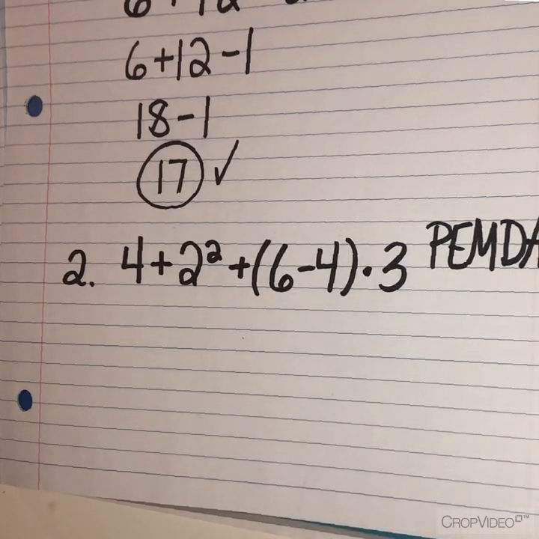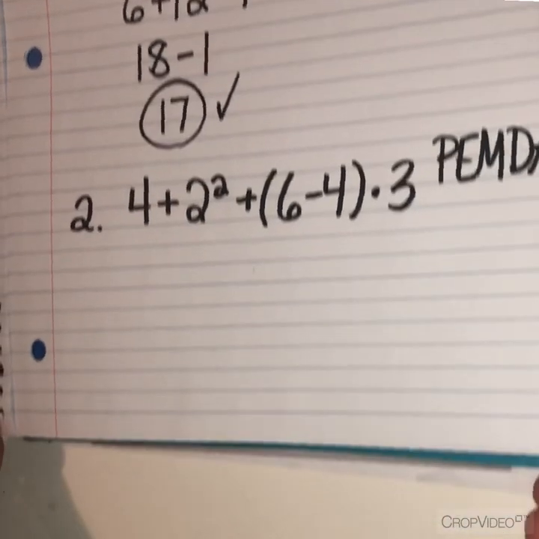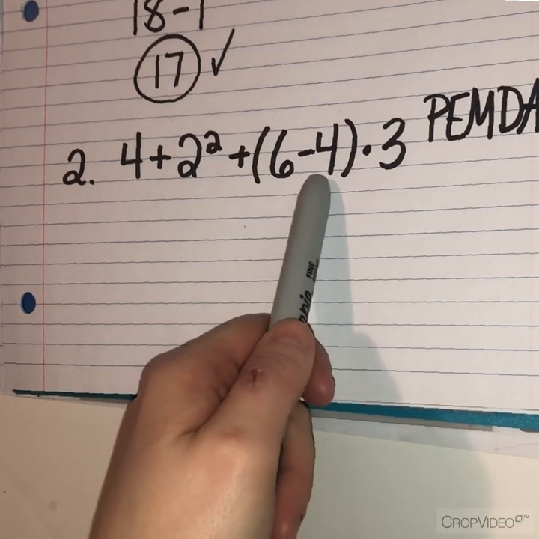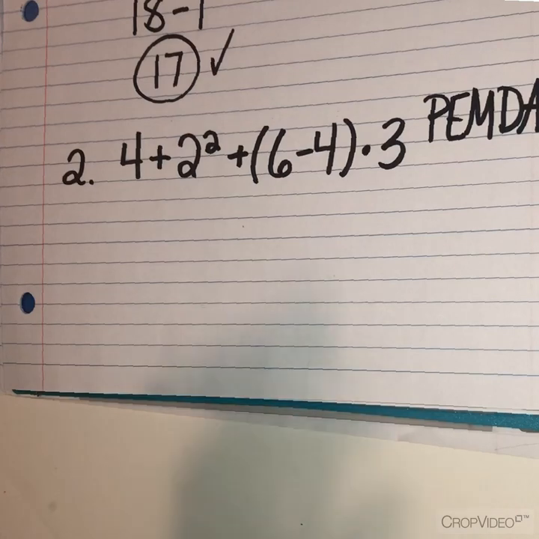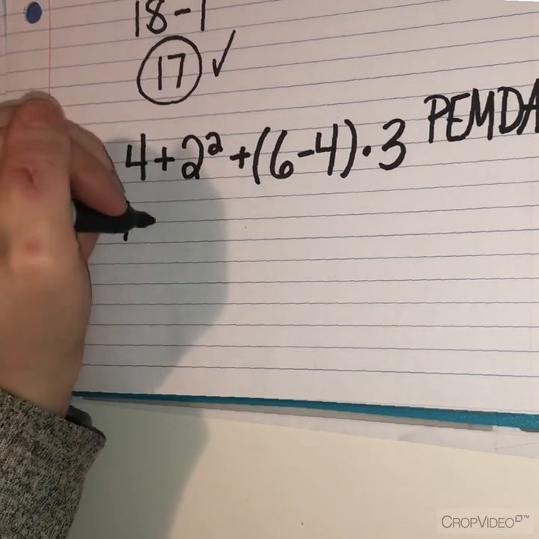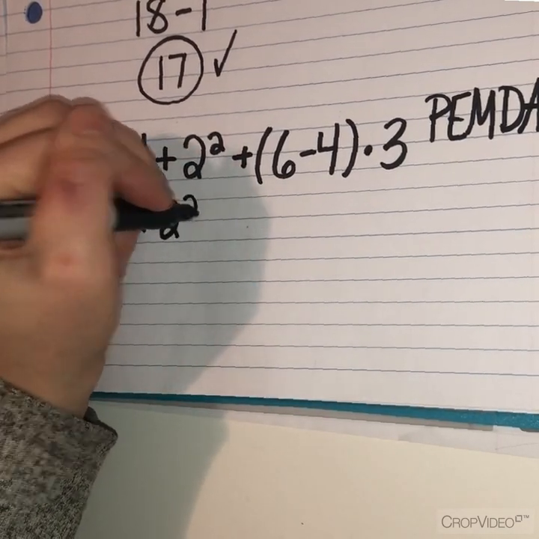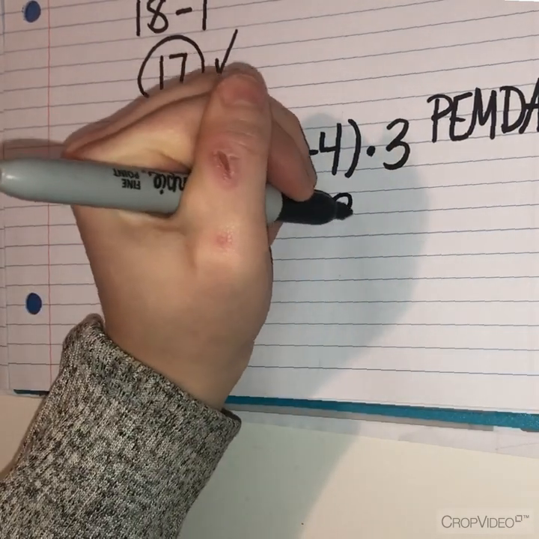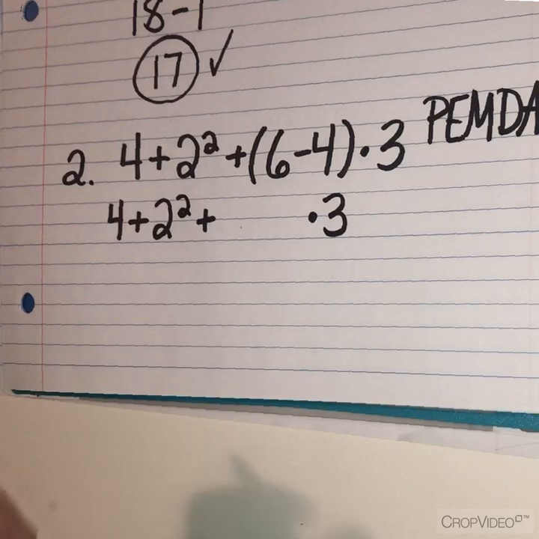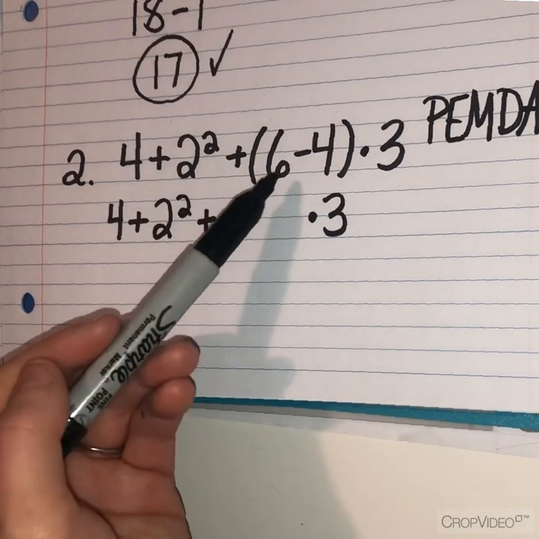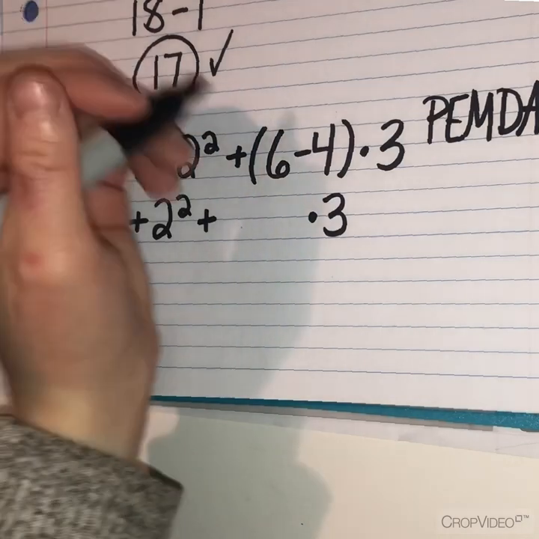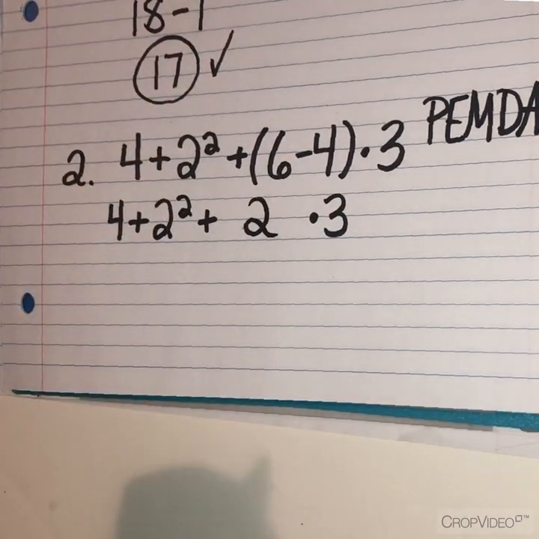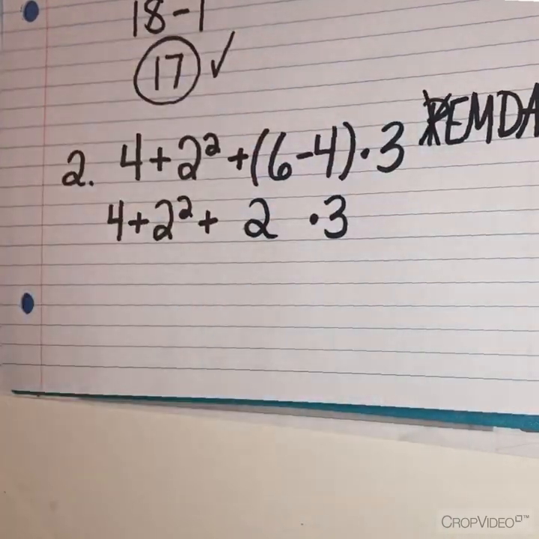So our first step is to look at anything in the problem that does have parentheses. In this case, we do have parentheses. We have a 6 minus 4 in parentheses. So as I did before, I'm going to write down everything before the parentheses and outside of the parentheses. And then now I'll actually do what is inside the parentheses. 6 minus 4 is positive 2. Alright, so that was our first step. We're done with the P.